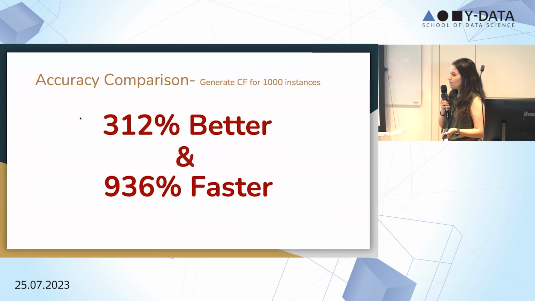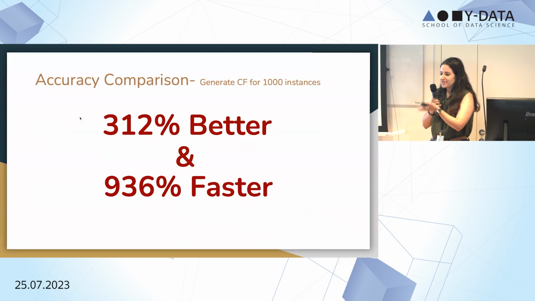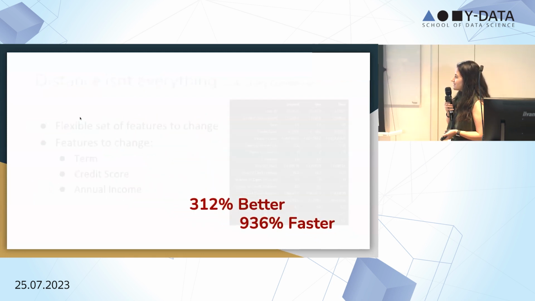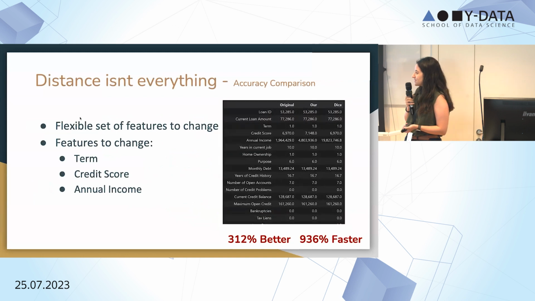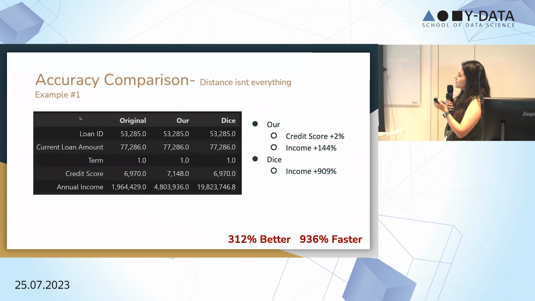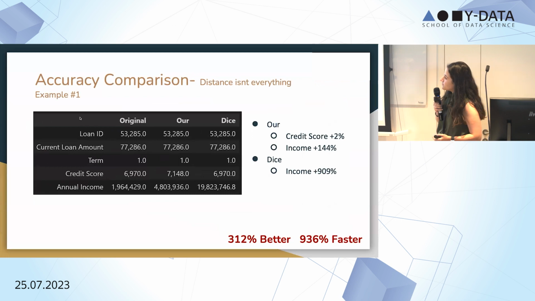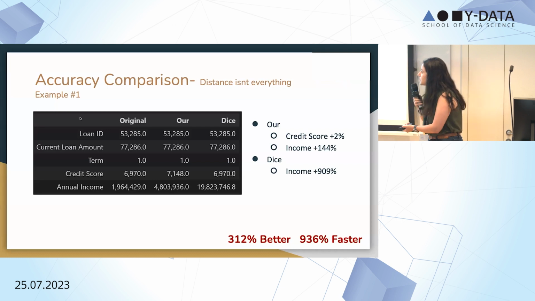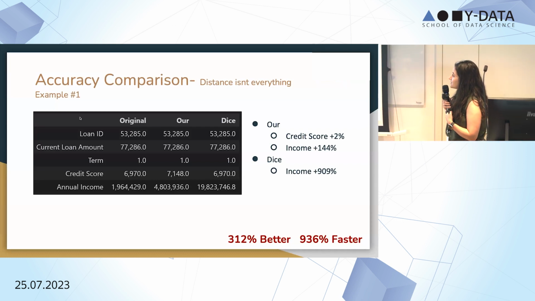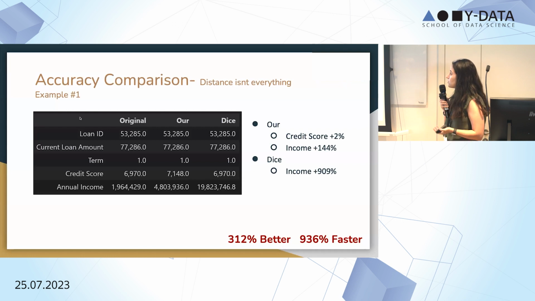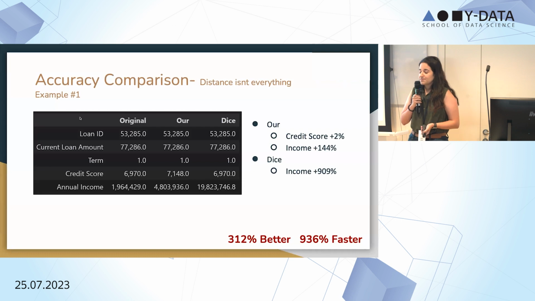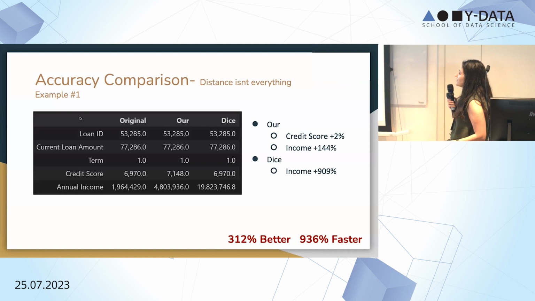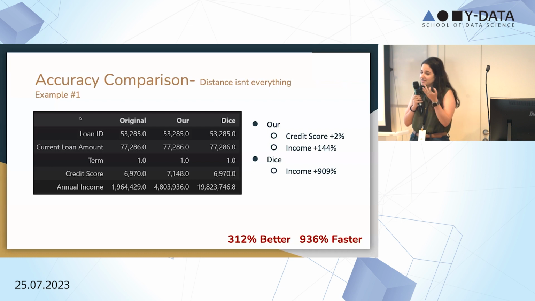And now I know you're saying, okay, but these are numbers, you can really buy me with them. So let's see some examples. Take, for example, this example of someone with these features: the current loan amount, the term, the credit score, and the annual income. Our generator, our package, states that if you increase your credit score by only 2% and your income by 45%, you'll receive the loan. DICE suggested increasing your income by 900%, which is nice, but not that possible.